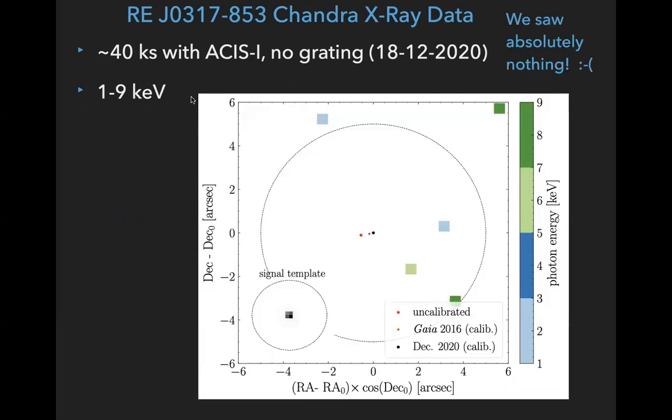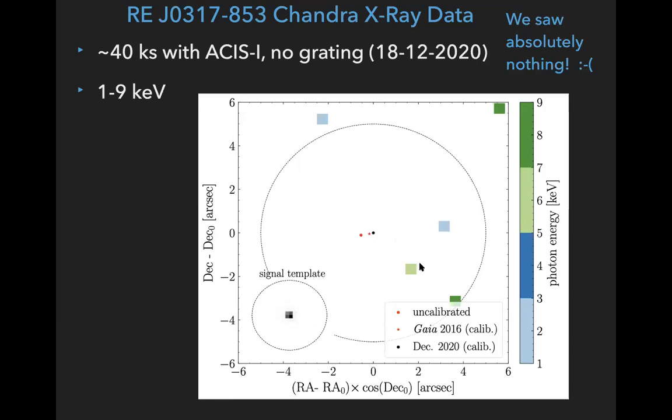And we saw absolutely nothing. So I would be lying if I said this wasn't a huge disappointment. We were hoping to see a big excess at the center of this image, and that's not what happened. That's not how the science went. We saw absolutely nothing. So here I'm showing you an image of the counts.